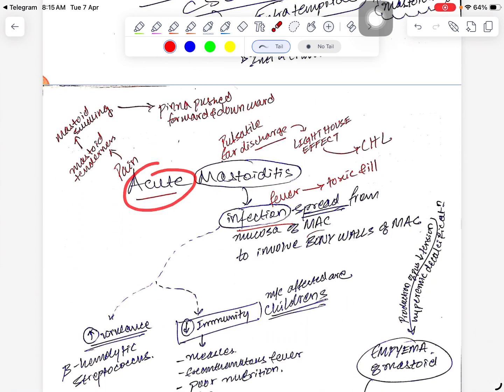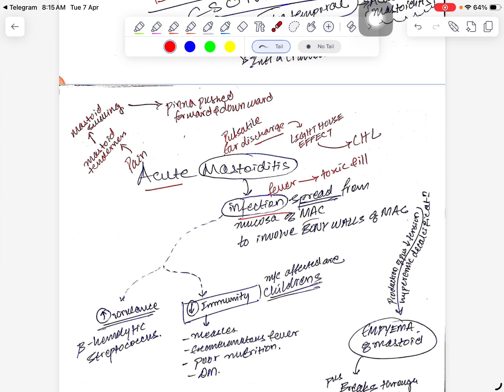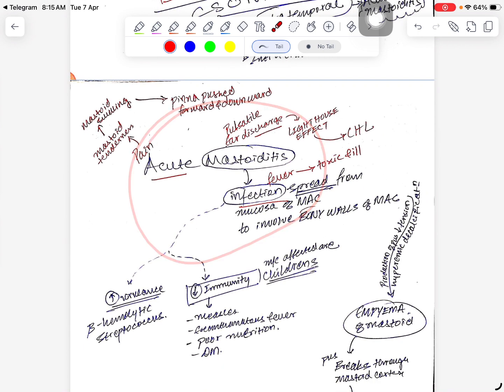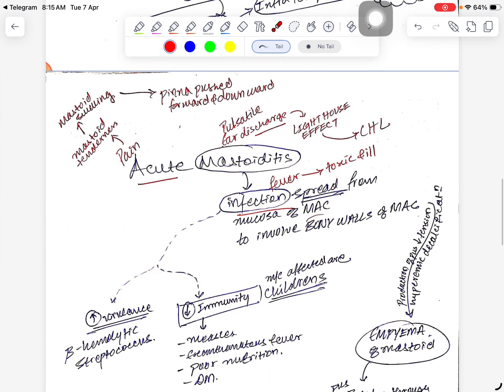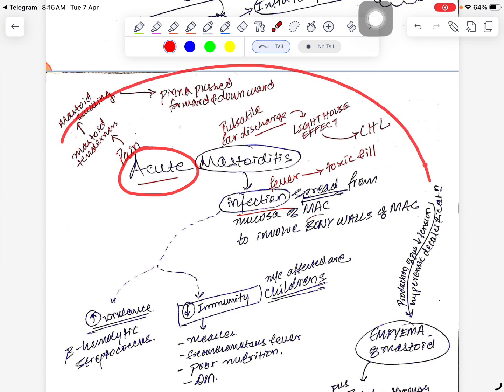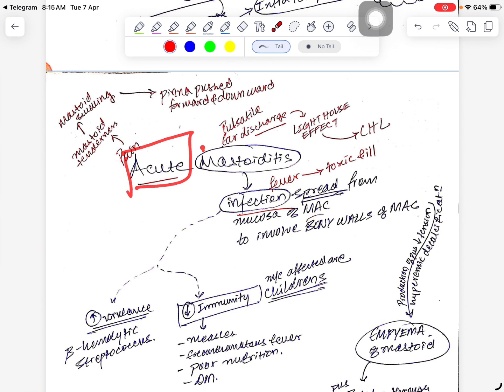Acute means something has happened suddenly, sudden onset. And mastoiditis, don't be afraid of so many things in this slide. I'll keep on explaining, just follow me through this, okay? First, concentrate here, not anywhere else in the frame. Acute mastoiditis: acute means sudden in onset, and mastoiditis means there is an infection.